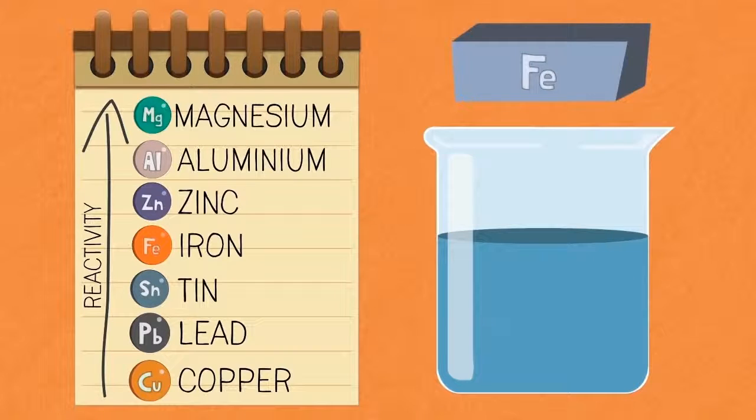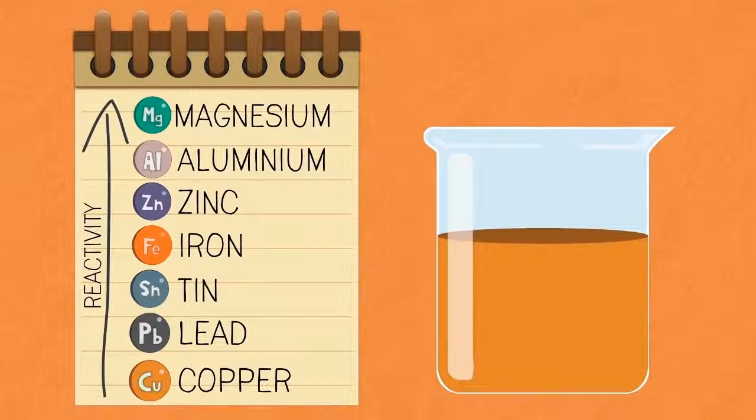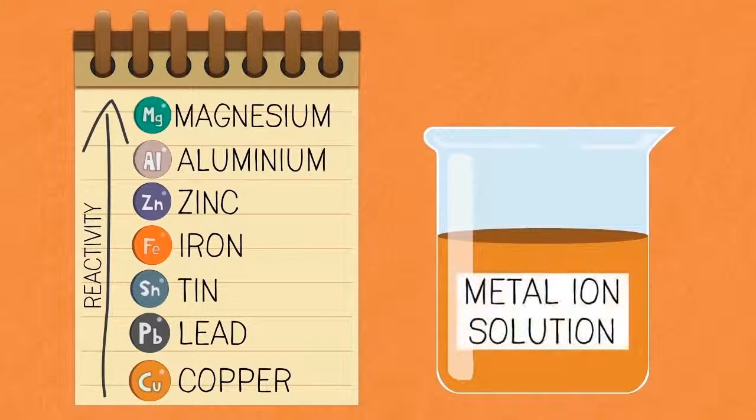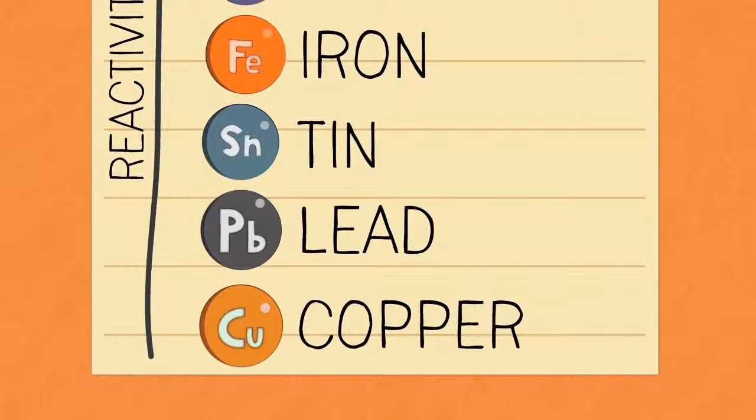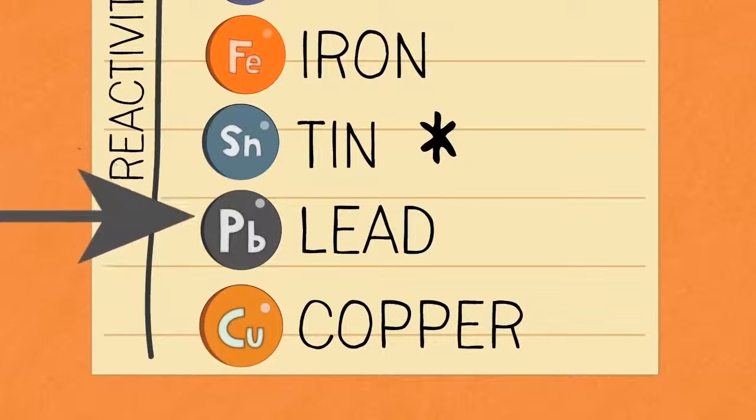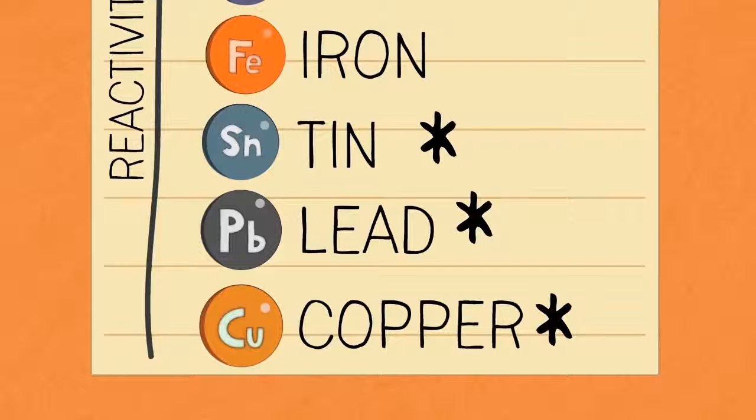The correct answer is that iron will displace any of the metals from a solution of its ions if that metal is underneath iron in the reactivity series. So iron will displace tin, lead and copper cations from solutions of their counter ions.